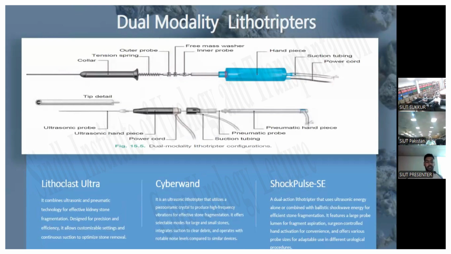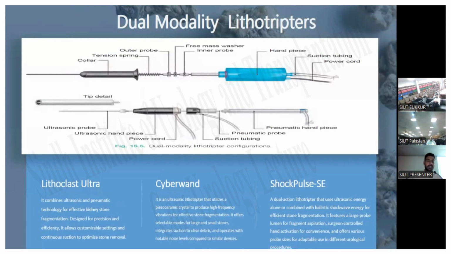For example, the LithoClast Ultra combines ultrasonic and pneumatic technology for effective kidney stone fragmentation, and it is designed for precision and efficiency, allowing customizable settings and continuous suction to optimize stone removal. Then there is CyberWand, which uses ultrasonic lithotripsy, and then there is the shock pulse, which uses a dual action lithotripsy, using ultrasonic energy as well as ballistic shock wave energy for efficient stone fragmentation.